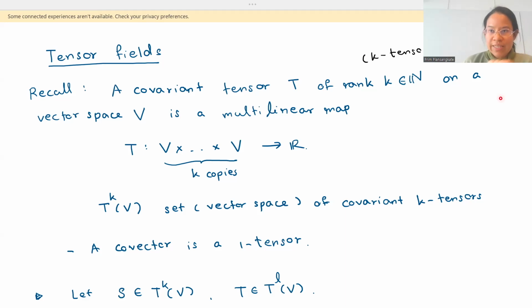is a multilinear map that maps K vectors of V to a real number. Multilinear means it is linear in each argument. I will use the symbol T^K(V) to denote the set, which is in fact a vector space, of the covariant K-tensors on V. If K is 1, then it is just a real-valued linear map on V, which is just a covector.